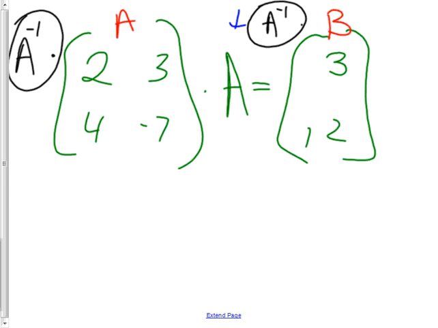Okay. So wouldn't it be nice if there was a way to do this with a calculator? And there is. So grab your graphing calculator if you haven't already, and let me show you some stuff.